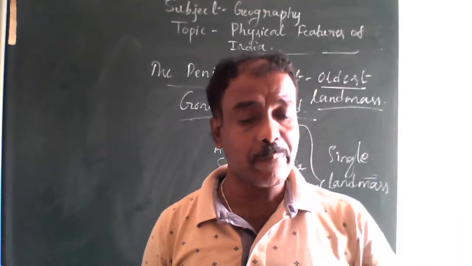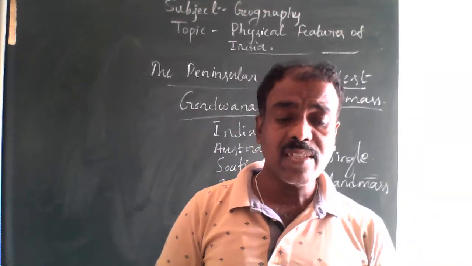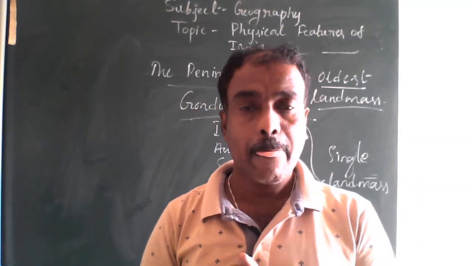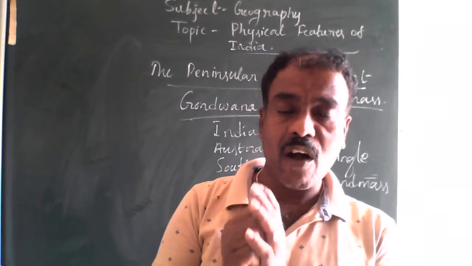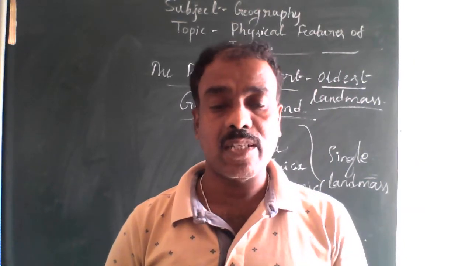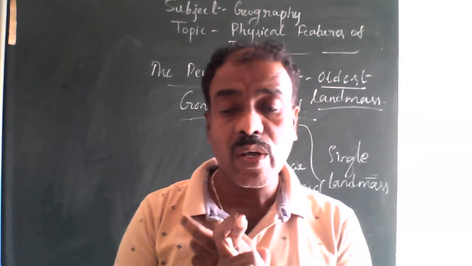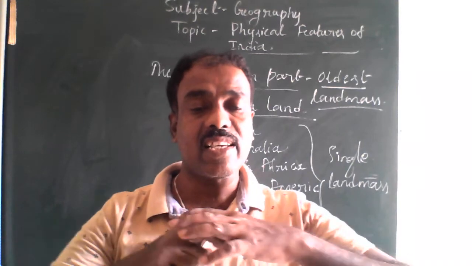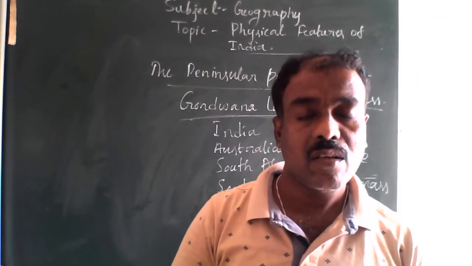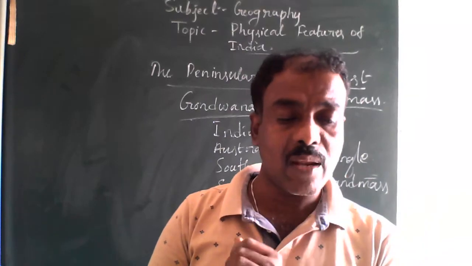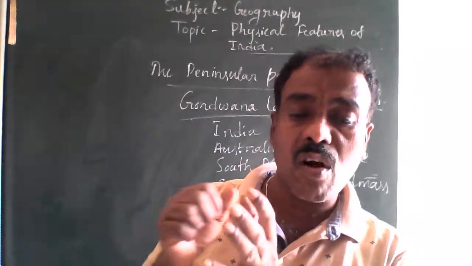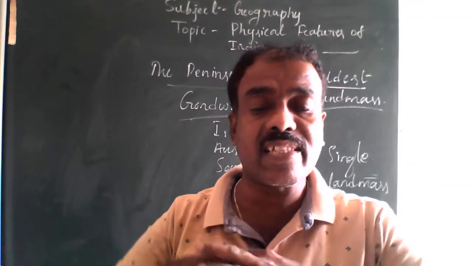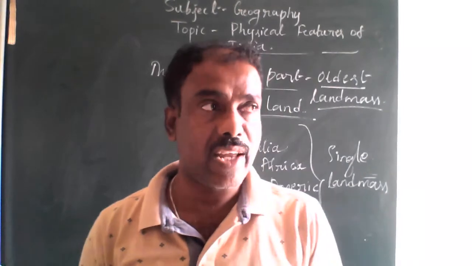So what about the northern plains? The northern plains are formed of alluvial deposits. Already we know that. See, the peninsular plateau is composed of igneous and metamorphic rocks with gently rising hills and wide valleys. So it is a composite of igneous and metamorphic rocks with gently rising hills and then wide valleys.